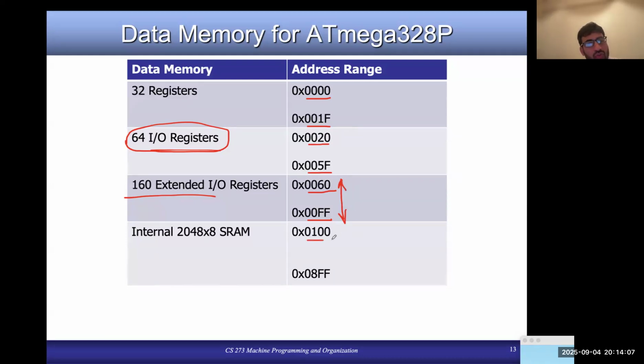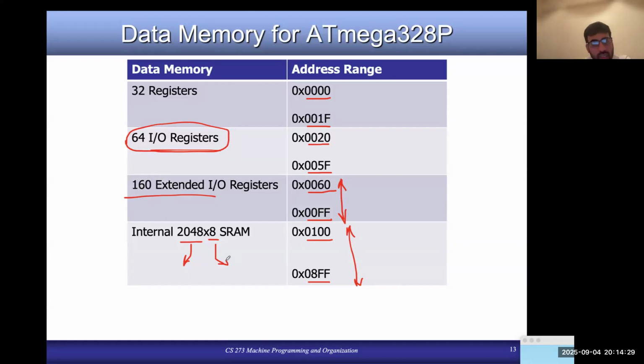Then the addresses in the range from 0100 to 08FF are used to address the locations in your static RAM. Your static RAM is 2048 cross 8, which means it has 2048 locations, and each location is 8 bits wide. So in each location, you can store 1 byte. Okay.